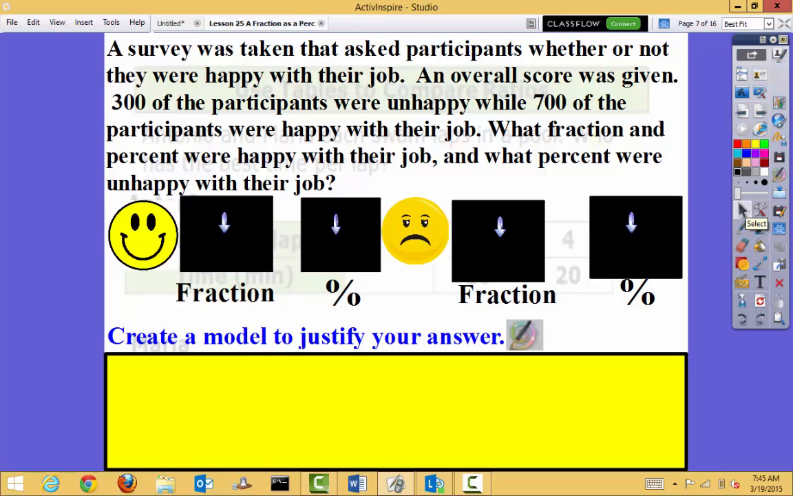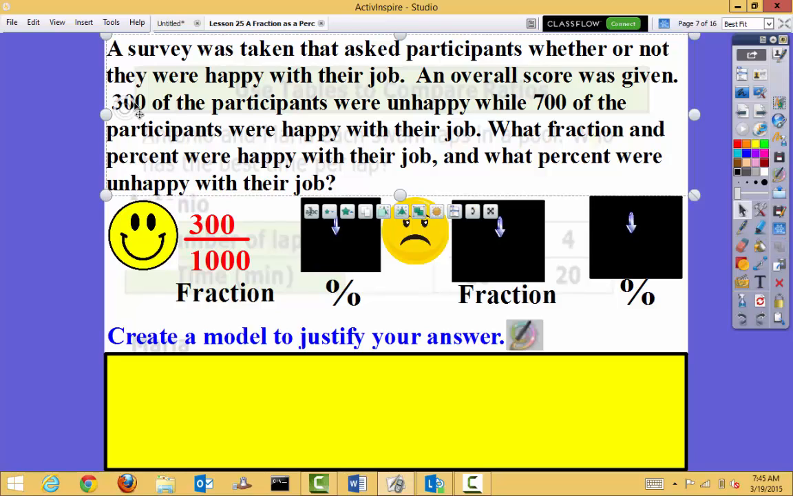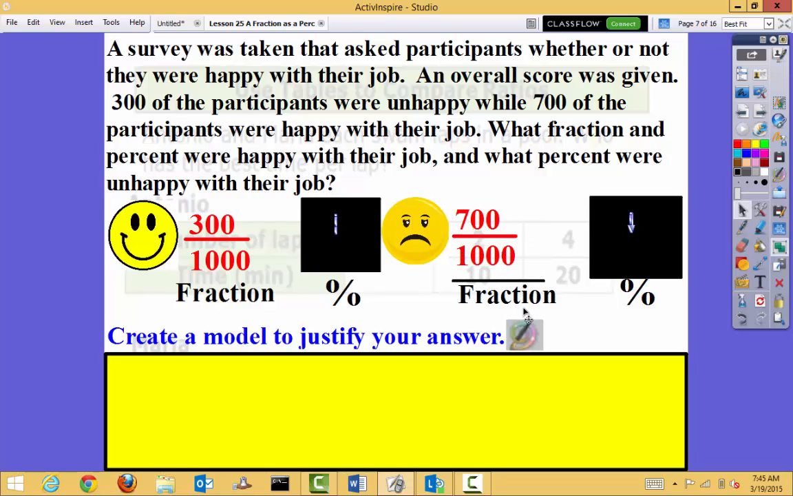Well, my fraction for unhappy is going to start out with how many people? 300 over my total. So there's a total of 1,000. 300, 700. That equals 1,000. So my fraction for my happy will be the same: 700 over 1,000. So now, what do we need to do next? We need to change that to a percent. How do I do that? Well, my easiest way is I need to make my denominator 100.